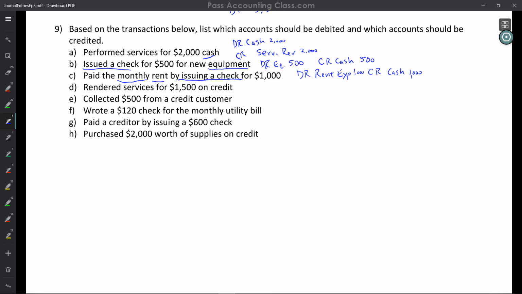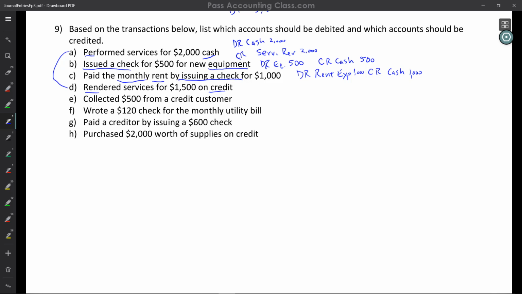Next, it states rendered services for $1,500 on credit. Rendered is the same as performed. You may see this in your homework or your test or whatnot. I just wanted to point out two different words to mean the same thing. Sometimes this confuses students. So we've got rendered services for $1,500 on credit. Really, A and D are very similar. The difference is A was for cash and D is on credit. So we are going to credit the same account, the service revenue.